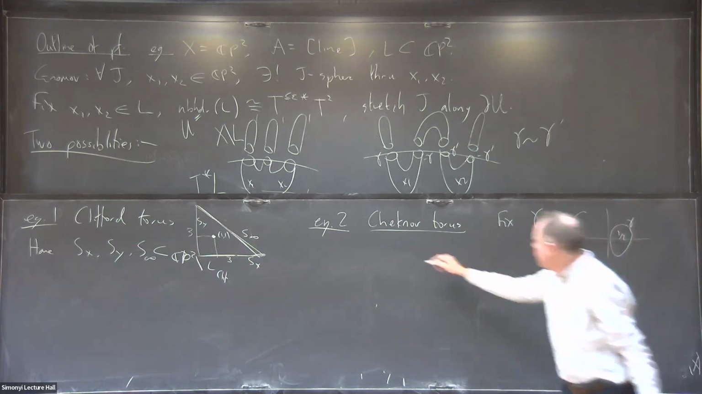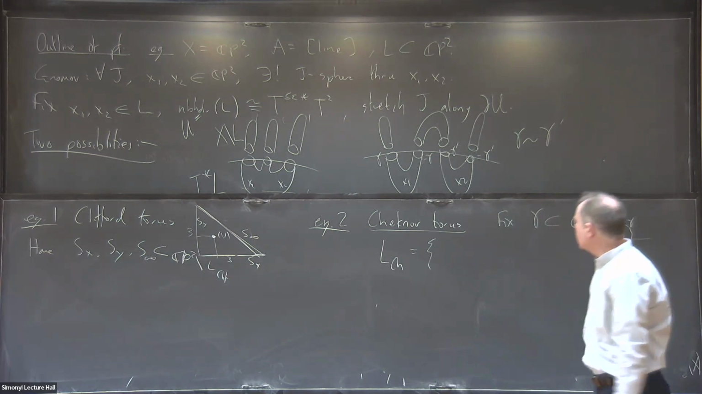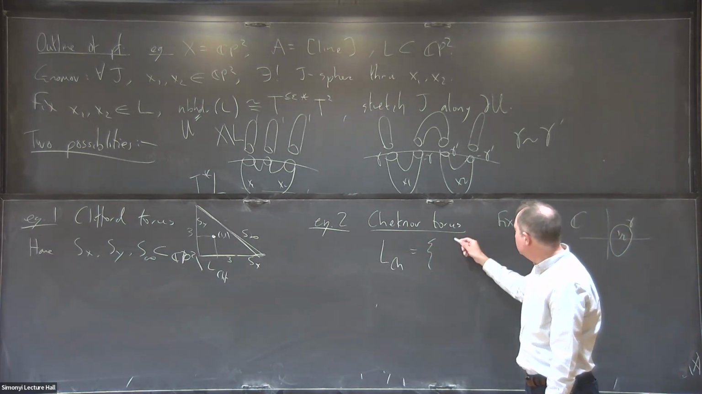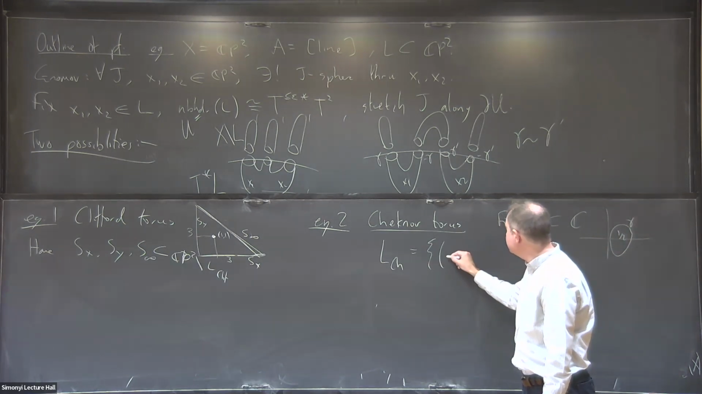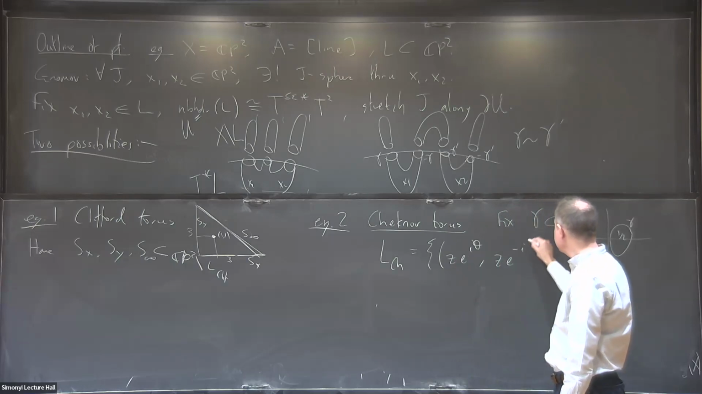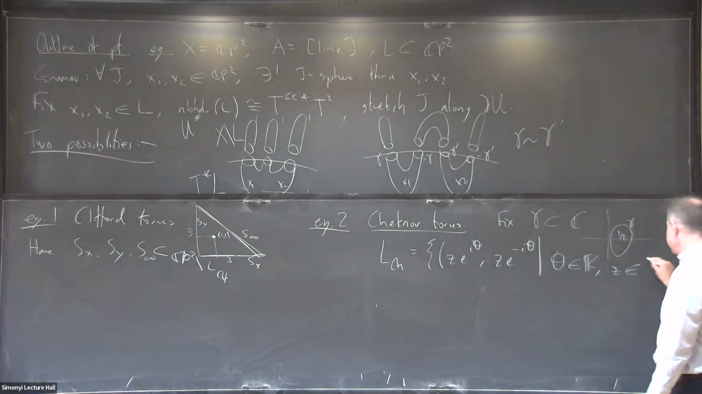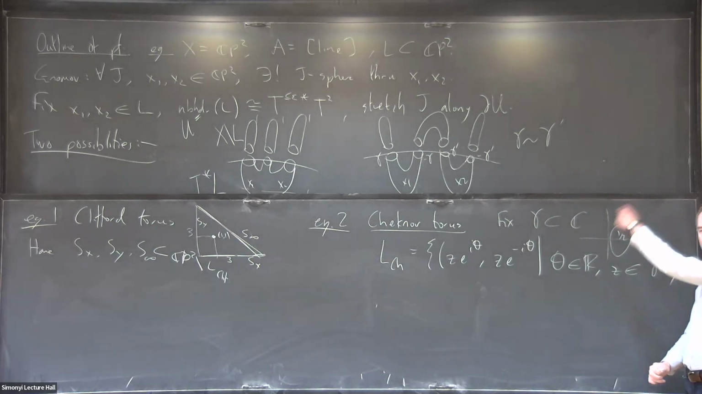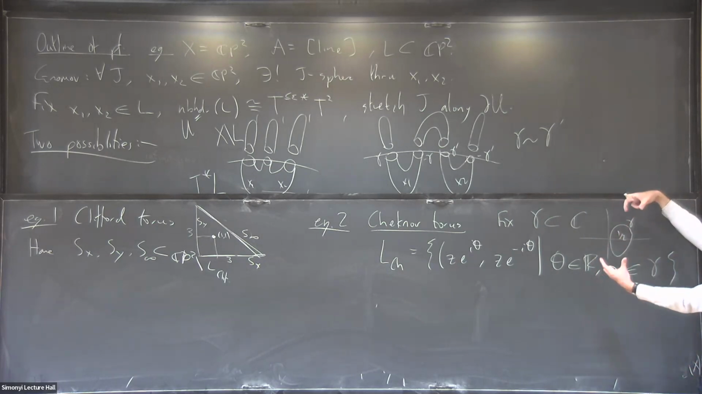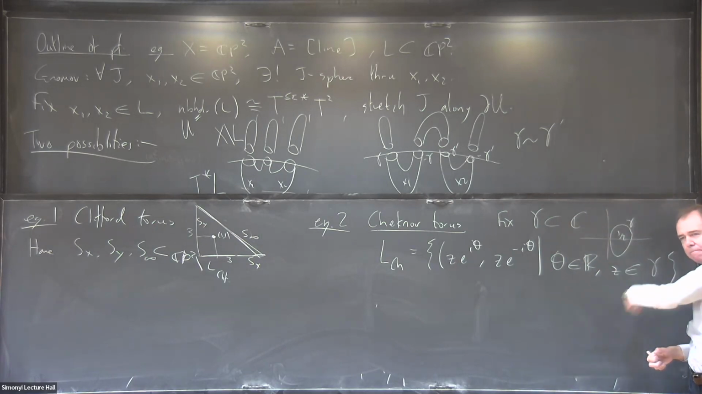So we fix this gamma, and then the Chekhanov torus is, right, so I'm going to give you a set of points in C2. It's the set of (z e^{iθ}, z e^{-iθ}), where θ is anything and z is in gamma. So this is the Chekhanov torus. We take this circle, put it in the diagonal, and then rotate it around by the theta action here.